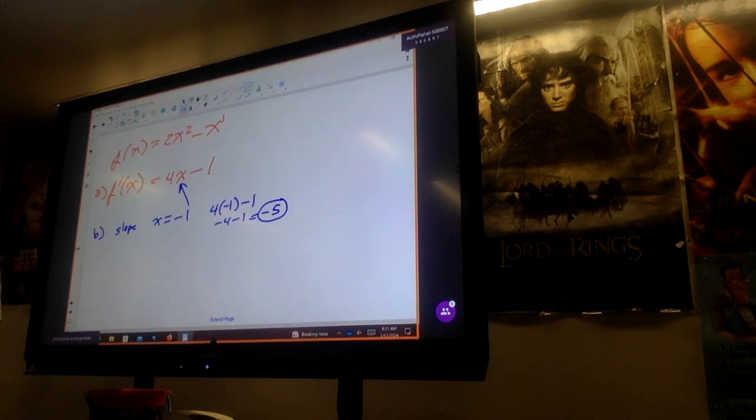Okay? And then it says find a point on the graph at x equals negative 1. So I need to take that negative 1 and then plug it into the original, which is going to give me 2 times negative 1 quantity squared, minus negative 1. So that's going to give me 2 times 1, which is 2, plus 1, which is 3. So that means the point negative 1 comma 3 is a point on the graph.